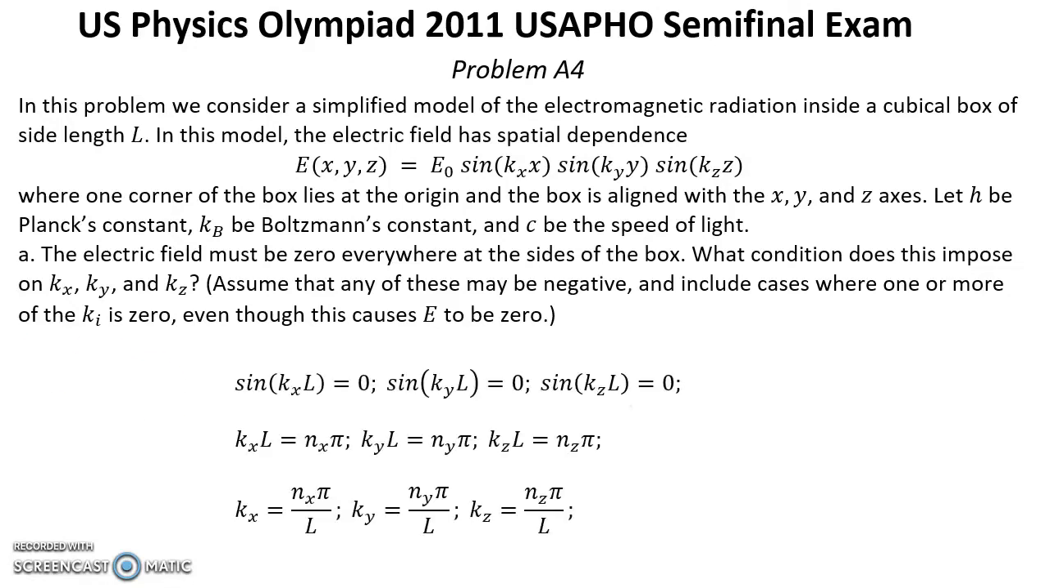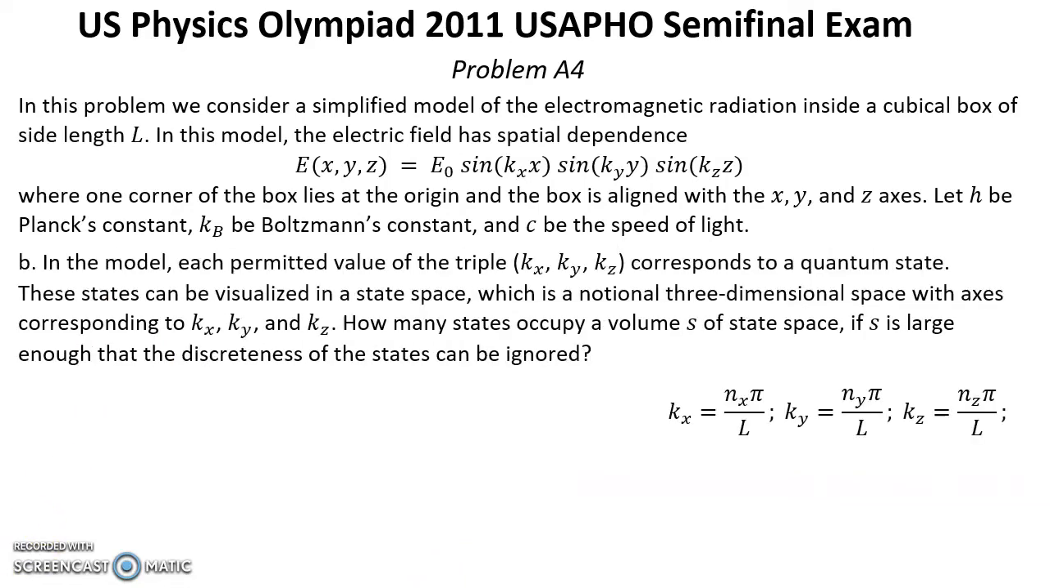Boundary conditions require that for x equal L or y equal L or z equal L, these sines must be equal to 0. So it means that the argument must be equal to nx pi or ny pi or nz pi, where the n_i are integer numbers. It means that we have possible expressions for kx, ky, and kz like this. So that's the solution for question A.